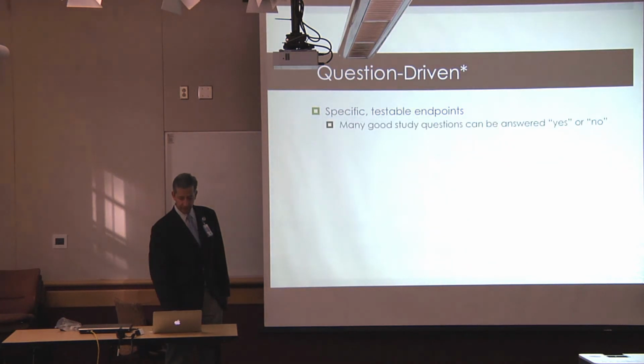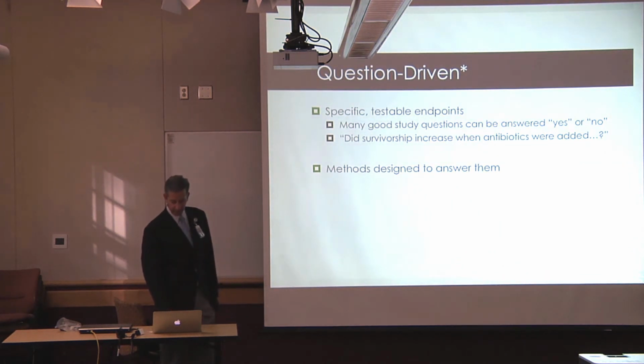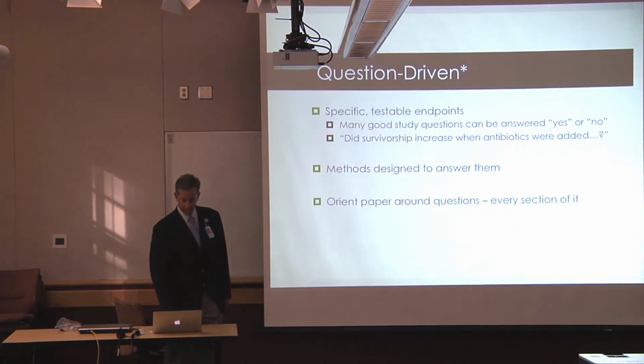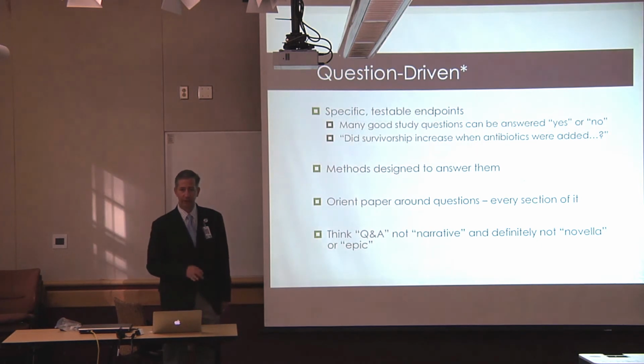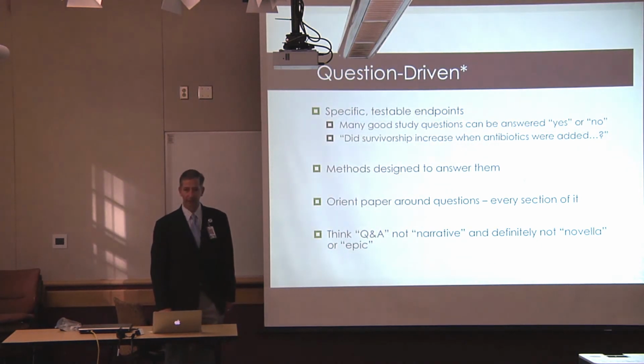So, question-driven research, specific testable endpoints. Some of the best questions are not open-ended. They can be answered yes or no. Did survivorship increase when antibiotics were added to the cement? That's a great research question. The method should then be designed to answer those questions. You should orient the paper around those questions, every section of it. As you're writing, think question and answer. Science is about questions and their answers. It's not about narrative, and it's certainly not about novellas or epics. So you really want to orient around questions.